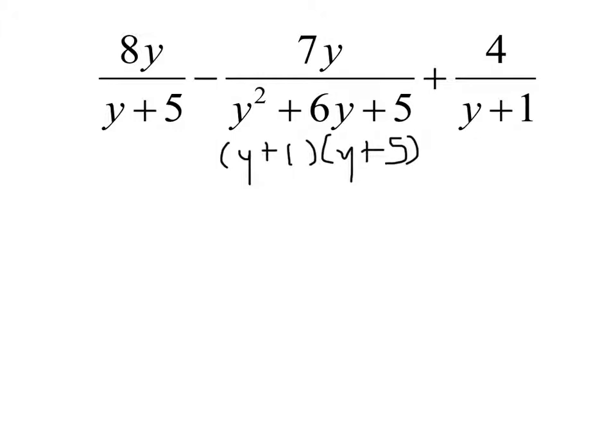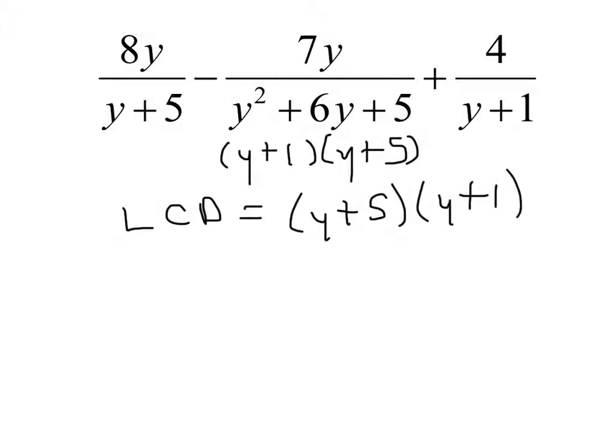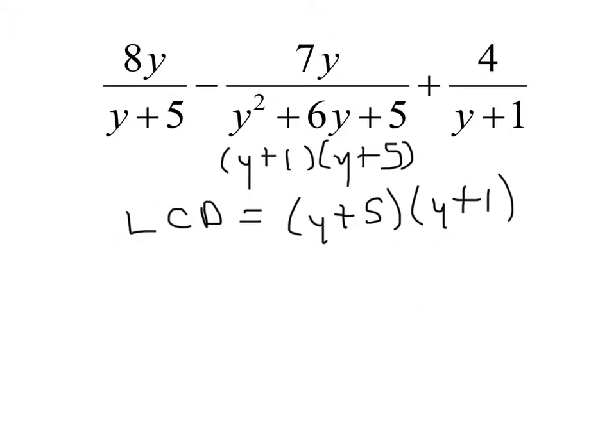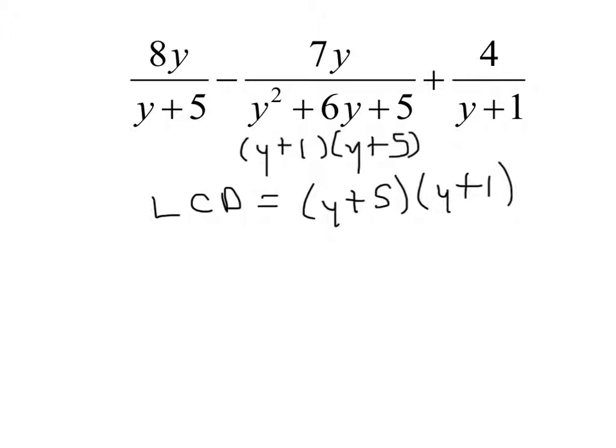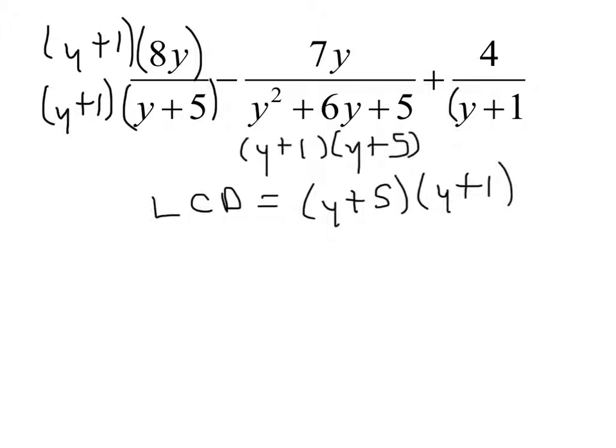All right, so let's identify the common denominator. The least common denominator needs a factor of y plus 5. It needs a factor of y plus 1. And that's all. So our middle fraction is in good shape. It has the common denominator. But our first and our last fraction need a little help. What are we going to multiply this fraction by? What are we going to multiply this fraction by? So now all 3 fractions will have the common denominator.